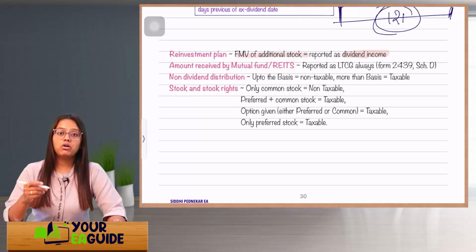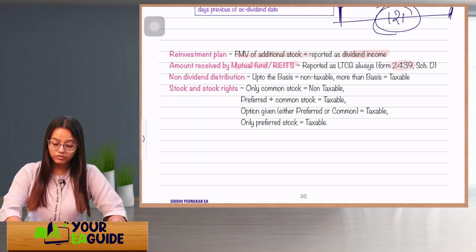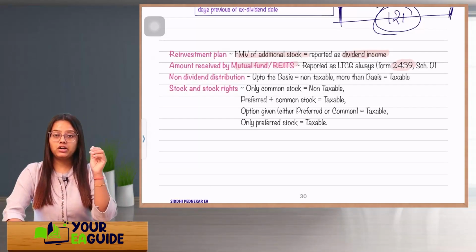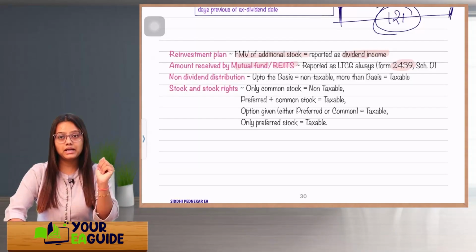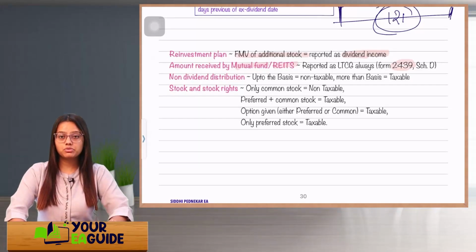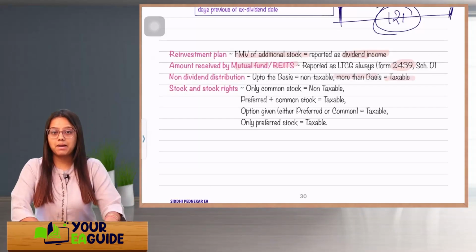Okay. Now amount received by the mutual fund or real estate investment trust. Report those as a long-term capital gain, with Form 2439 and Schedule D. From a mutual fund or REITs, if you receive anything, any income, straight away it will be LTCG. Okay, got it guys? Next is non-dividend distribution. Up to the basis, it is non-taxable. More than basis, it will be taxable as a capital gain.